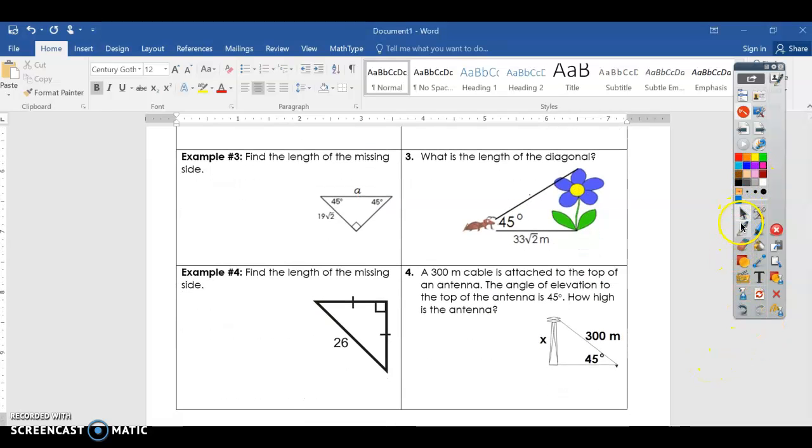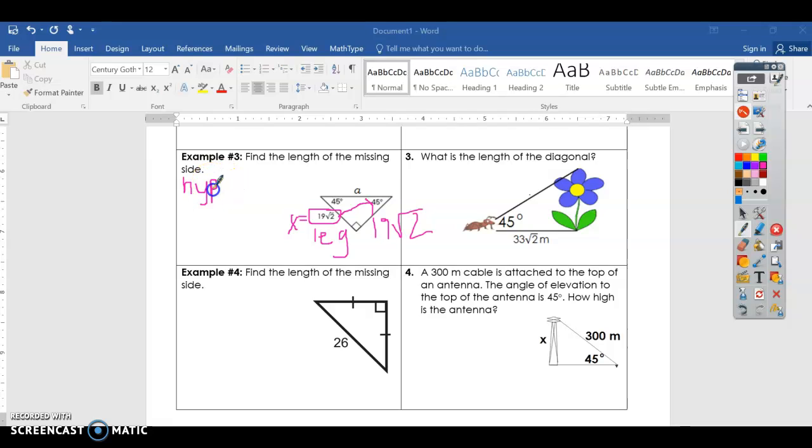Okay, example number 3, find the length of the missing side. So I'm basically looking for this A value. They give me this 19 square root of 2. This side is across from the 45-degree angle, so I know that this is a leg. And I know the leg of my right triangle is going to be equal to x. And so this is also 19 square root of 2. So I'm asked to find the hypotenuse.